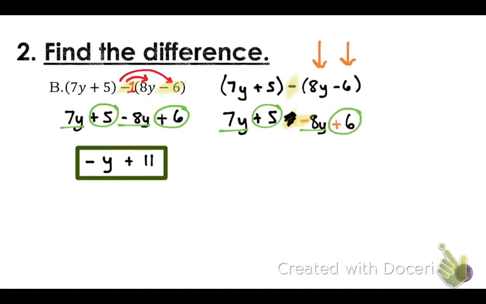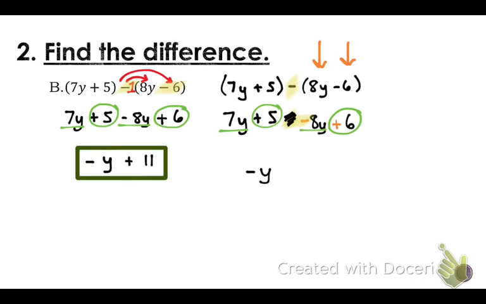Positive 5 and positive 6. Very good. Everybody, let's focus on the y, because remember you have to do the variable term before you do the constant term. What is 7y minus 8y? Negative 1y. Okay, now do I need to put the negative 1 there, or can I just put negative y? I do not care which way you did it. I'm just going to put a negative y.